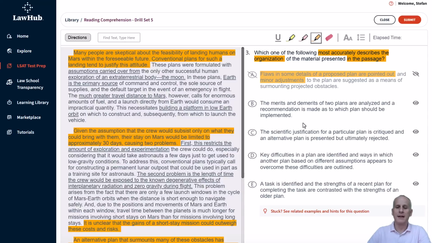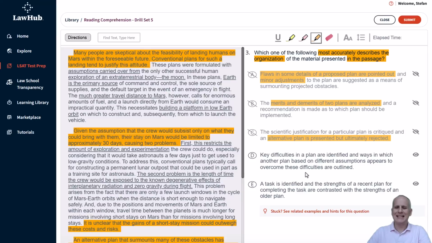to eliminate choice A. Then choice B, the merits and demerits of two plans are analyzed. That's not happening at the beginning. And furthermore, the demerits of the alternative plan aren't presented. So for a couple of reasons, we should be able to eliminate B almost immediately. Then choice C, the scientific justification for a particular plan is critiqued. Kind of. And an alternative plan is presented but ultimately rejected? Absolutely not. We like the alternative plan, so we'll eliminate choice C for that reason.